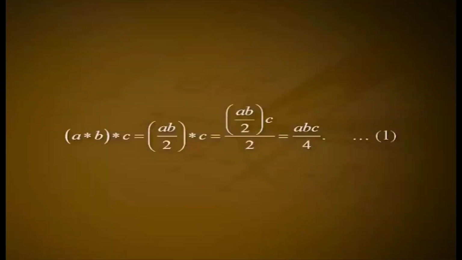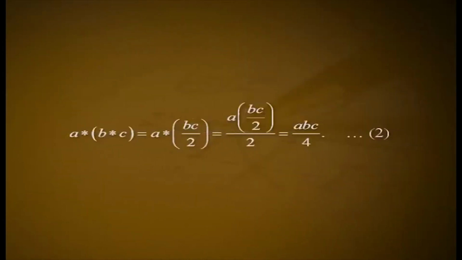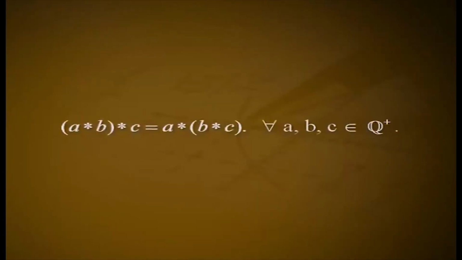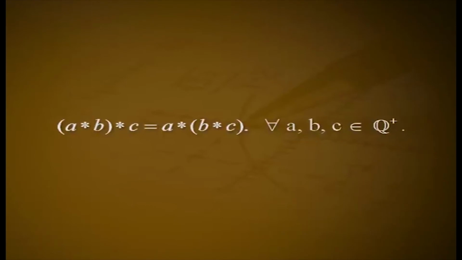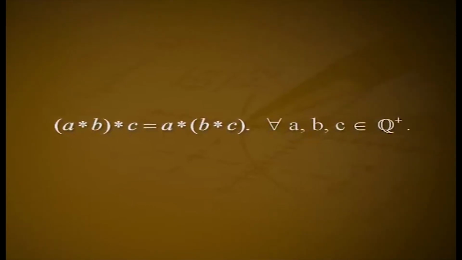G1. Let A, B, C belong to Q plus. Then (A star B) star C is equal to (AB by 2) star C, which is equal to AB by 2 into C by 2, which is equal to ABC by 4, equation number 1. A star (B star C) is equal to A star (BC by 2), which is equal to A into BC by 2 by 2, which is equal to ABC by 4, equation number 2. RHS of 1 and 2 are the same and hence we have (A star B) star C is equal to A star (B star C) for every A, B, C in Q plus.